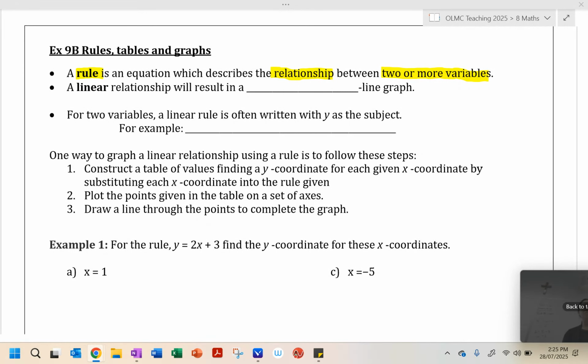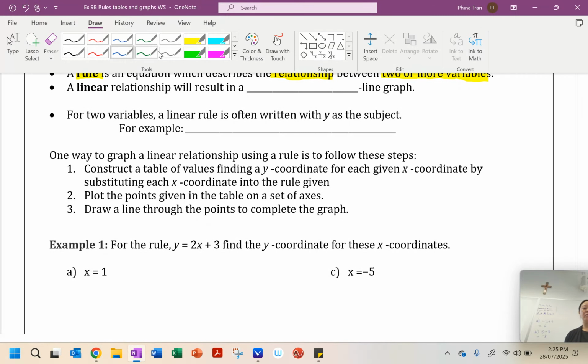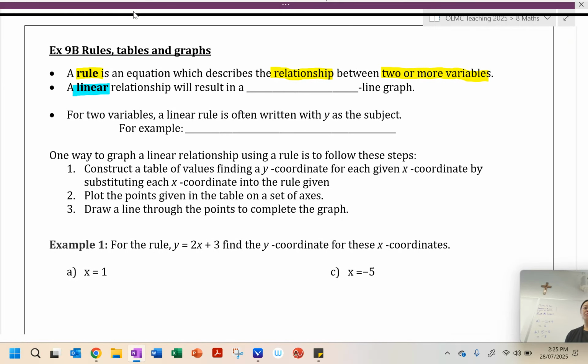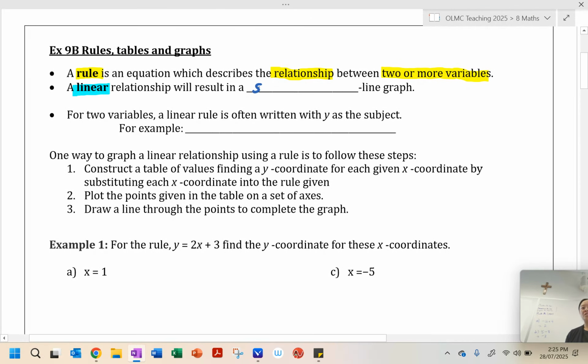Okay. All right. So the next thing is a linear relationship, which is what we're doing in this topic. All right, will result in a straight line graph. Okay. So all the graphs we're dealing with are going to be straight lines. So when you're drawing up your graphs, if you find they're a bit crooked, you need to go back and check. That's why I said bring your rulers, because everything will be straight.